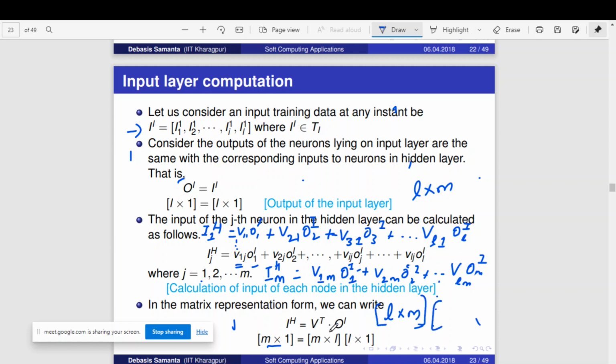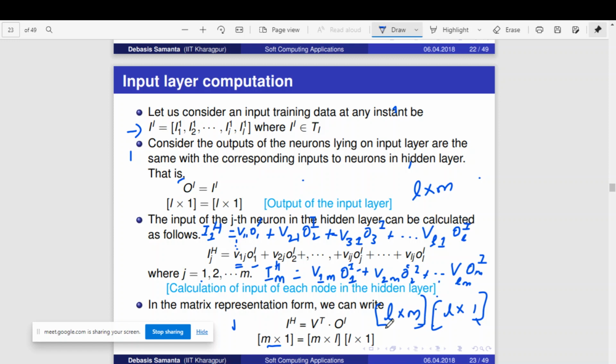And what is O? O to the power I is nothing but the output of the input layer, which contains L neurons. So it is L into 1. But can we multiply these? L into m and L into 1. These two matrices can be multiplied.